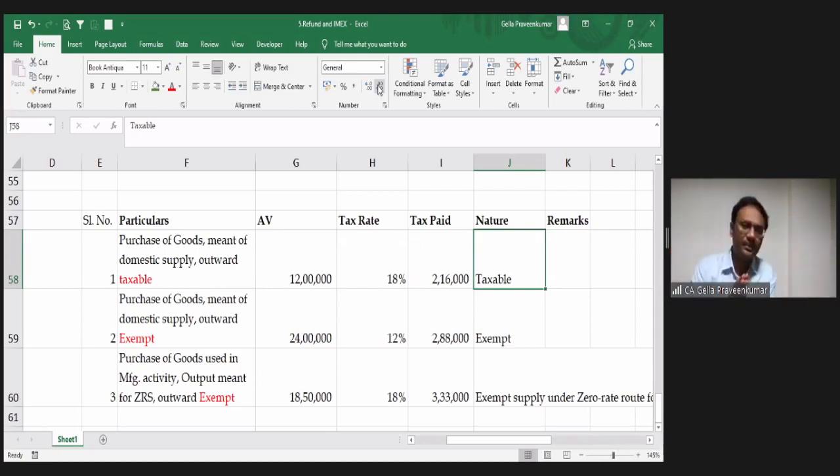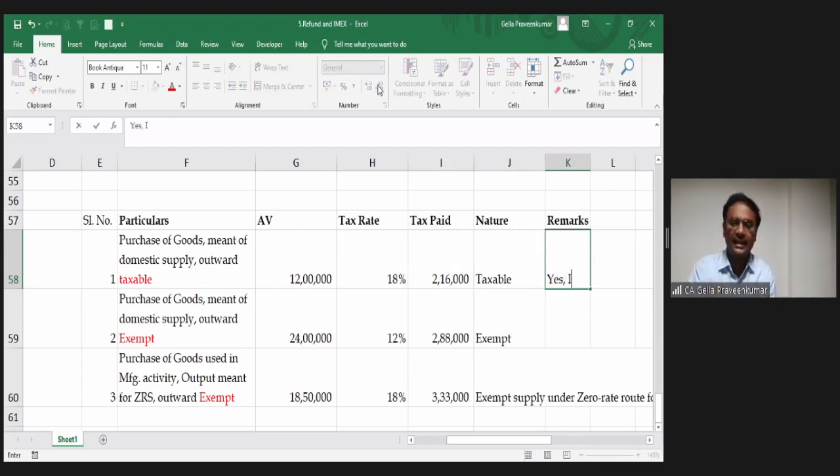which is taxable. Now, on my purchases, I'm paying a tax of 2,16,000. When I paid the tax of 2,16,000 and my outward is taxable, can I take the ITC? Answer is yes. ITC is available.